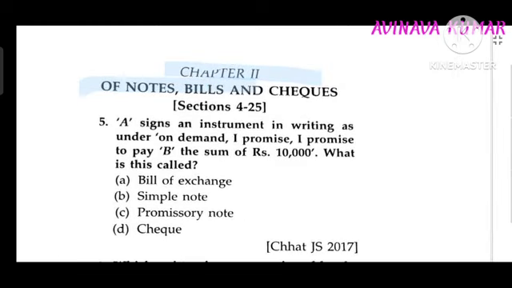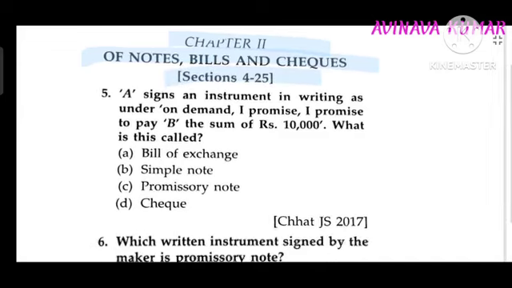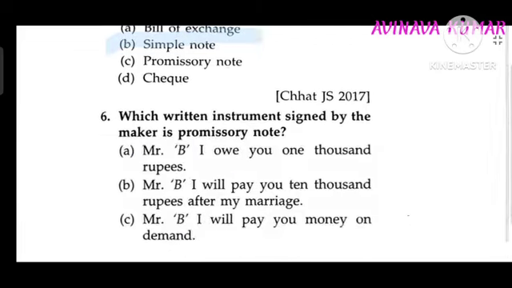Chapter 2 of Notes, Bills and Checks. Section 4 to 25. A signs an instrument in writing as under: on demand, I promise to pay B the sum of rupees 10,000. What is this called? Simple note.